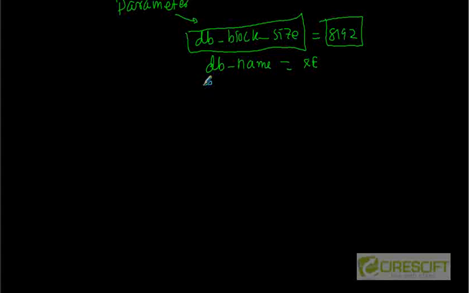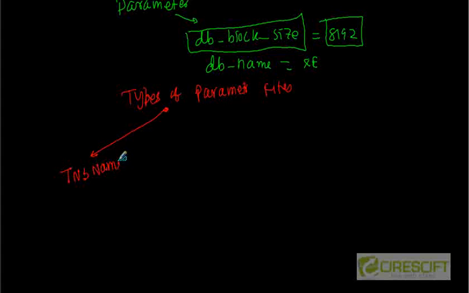What we are doing is putting a group of similar parameters together in a file, and that file is called a parameter file. There are different kinds of parameter files. What we are discussing right now is the types of parameter files. Maybe the first parameter file is something related to the network, called tnsnames.ora. This is a network file.